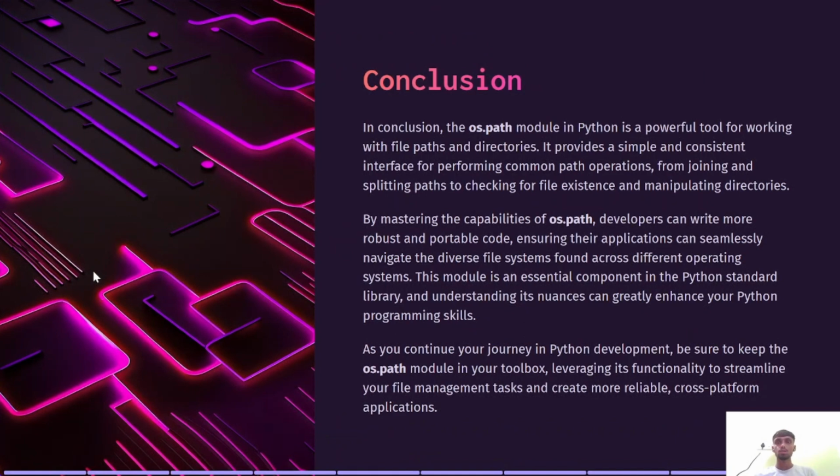In conclusion, the os.path module in Python is a powerful tool for working with file paths and directories. It provides a simple and consistent interface for performing common path operations, from joining and splitting paths to checking for file existence or manipulating directories. By mastering the capabilities of os.path, developers can write more robust and portable code, ensuring their applications can seamlessly navigate the diverse file systems found across different operating systems.